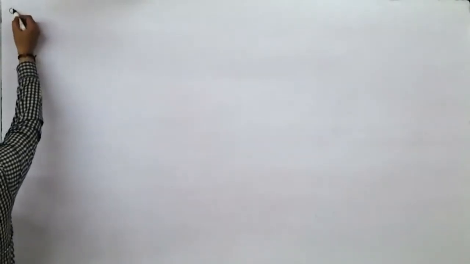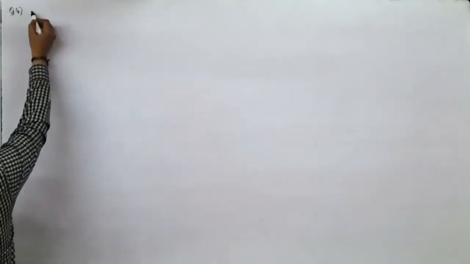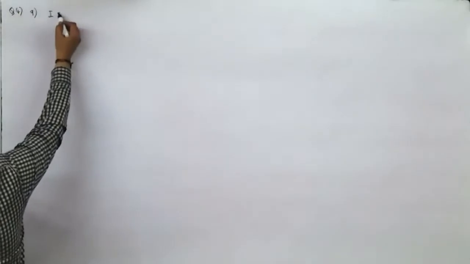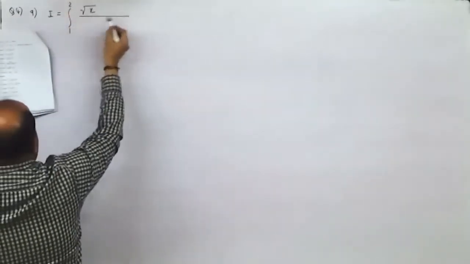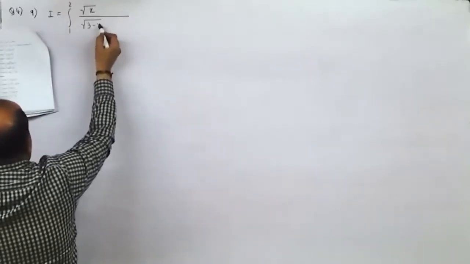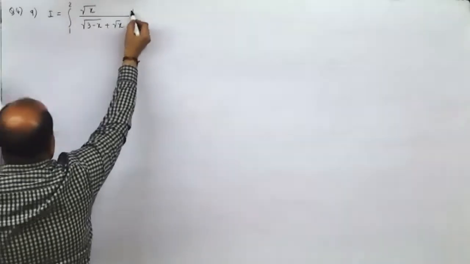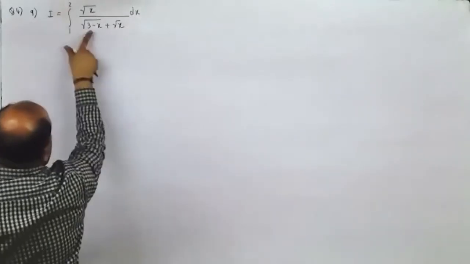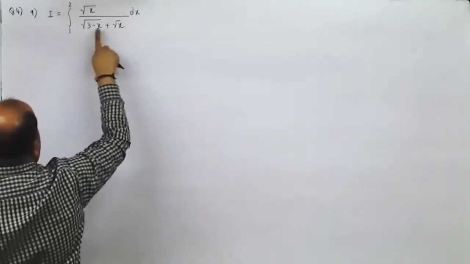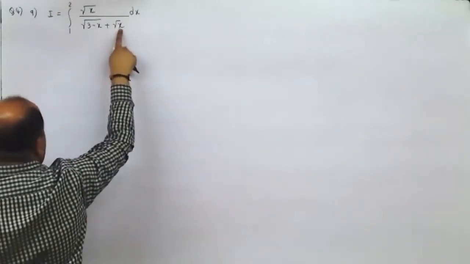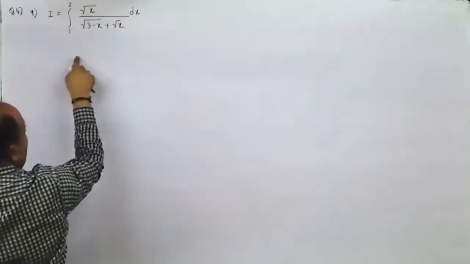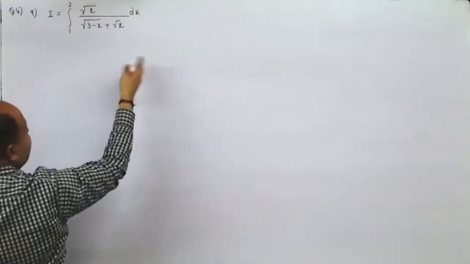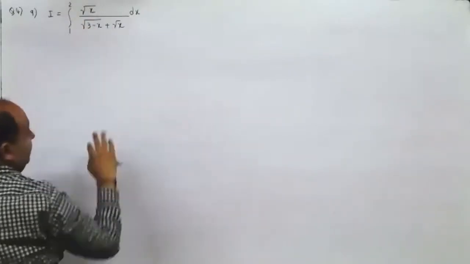The next one is question number 4 itself, ninth part. I equal to the integral from 1 to 2, root x upon root 3 minus x plus root x dx. As I said, 1 plus 2 is 3 minus x. So 3 minus x can be replaced with root x here, and x can be replaced with 3 minus x. When you add it, you get 2I equal to the integral from 1 to 2 of 1 dx. Therefore, answer would be 2 minus 1 upon 2.